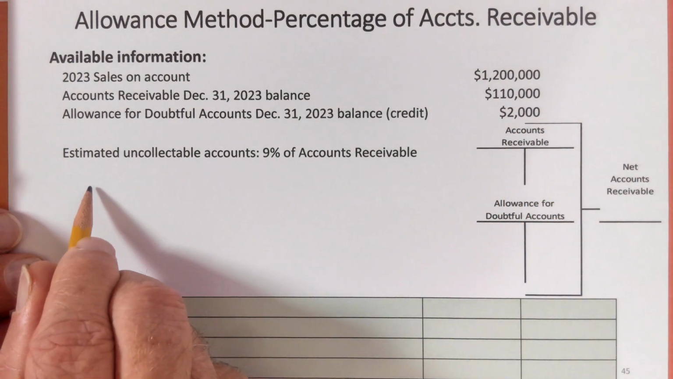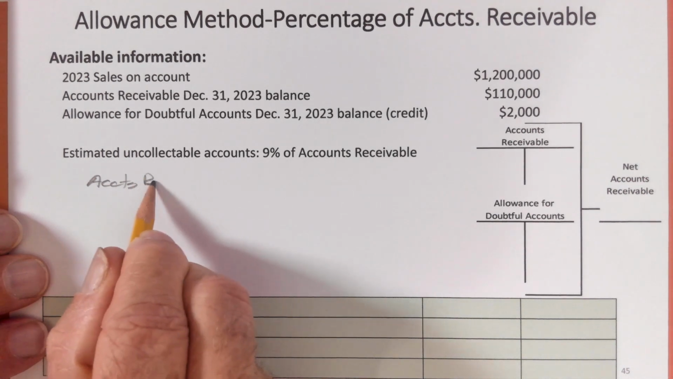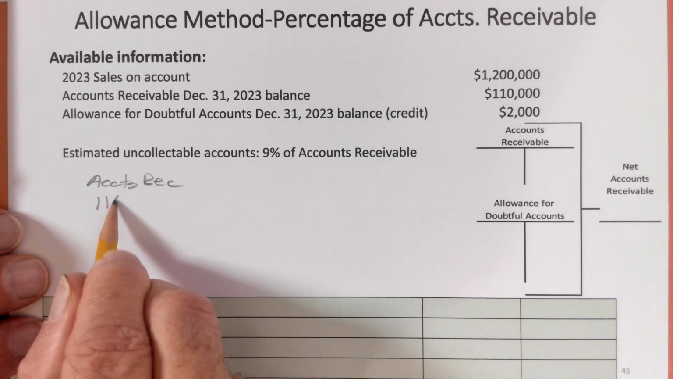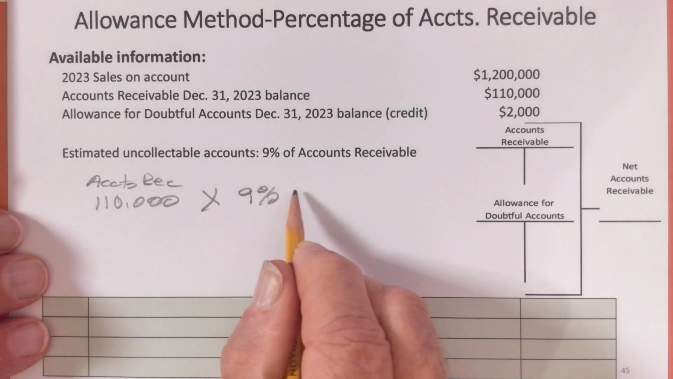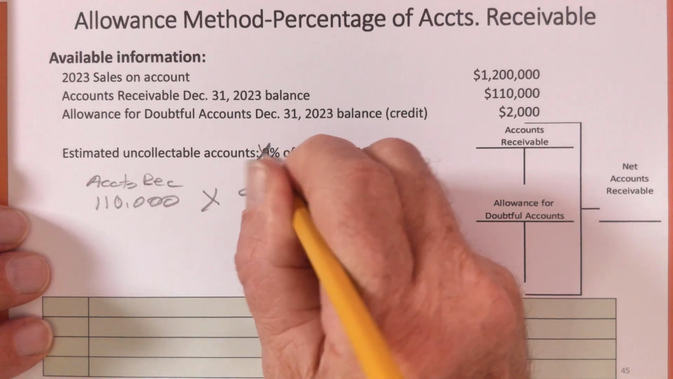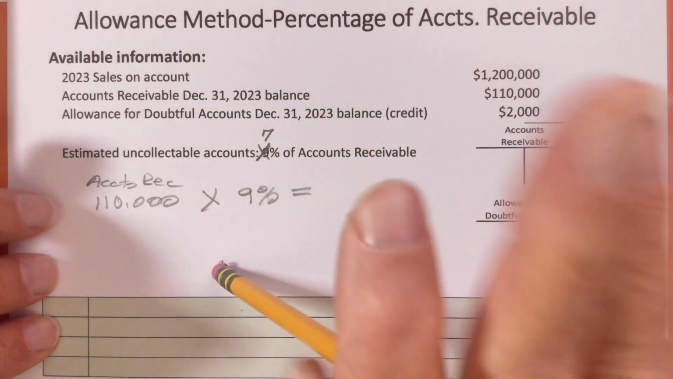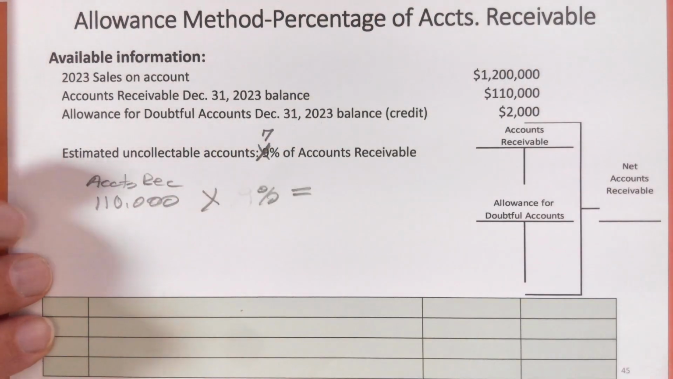So if we take that accounts receivable balance of $110,000 times the 9% percentage uncollectible, we get what do we get? $9,900, right? Is that right? You know what? Let me change. That seems too high to me. If you don't mind, let me change this to 7%. It just seems way too high for this little thing. Sorry about that. Sorry, guys.